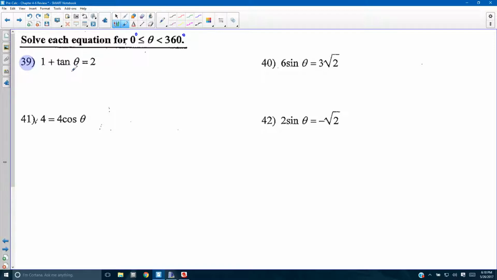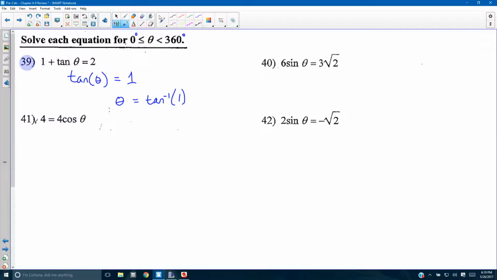The whole end goal is to get the trig function by itself. Like in this case here, for number 39, I'm going to subtract 1 over. Tangent of theta is 1. Okay, so now I have to take the inverse tangent of both sides here. Theta is the inverse tangent of 1. And without a calculator, this is still achievable.